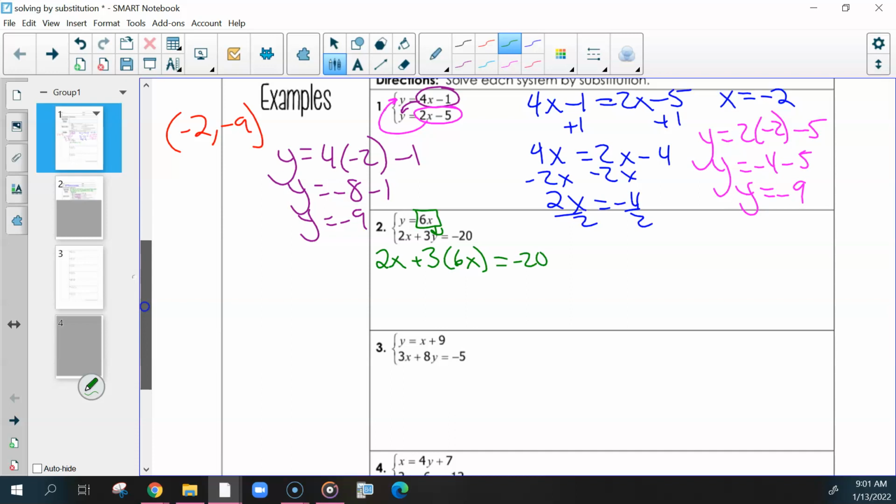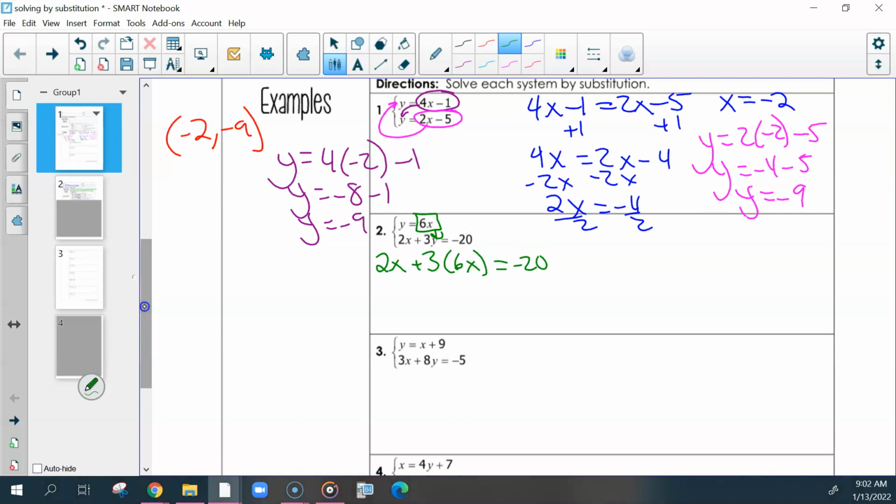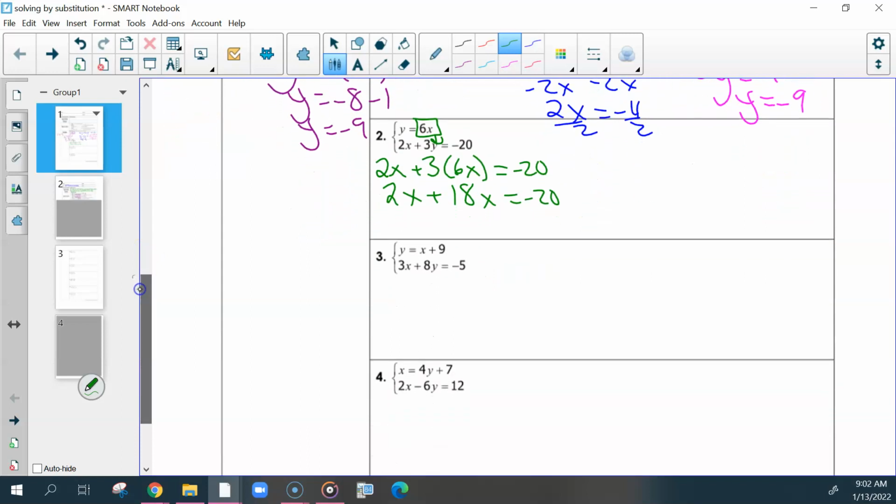When you are substituting, after you substitute, you should notice that there's only one variable left. If you substitute and you still have an x and a y, you probably put it in the wrong variable. So always double check that. So here we could multiply. This would be 2x plus 18x equals negative 20. We could combine our like terms to get 20x. Divide both sides by 20.